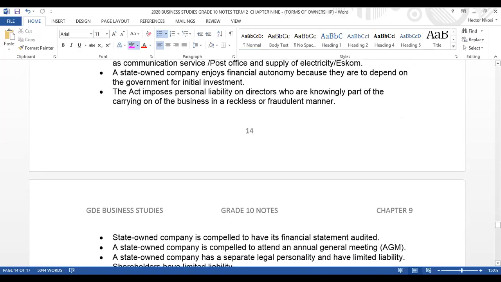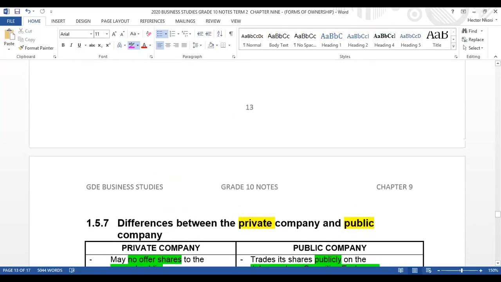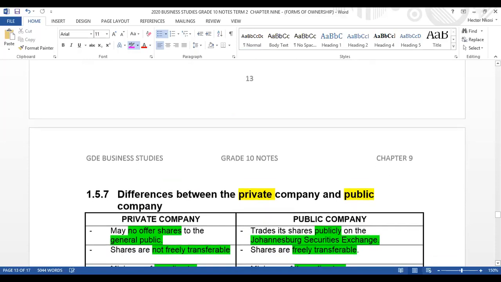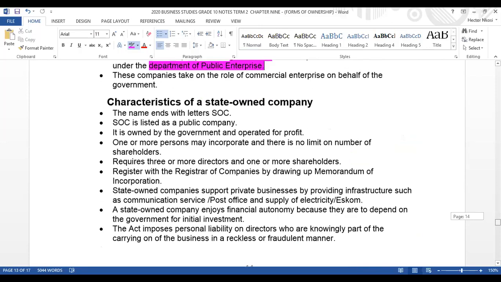Okay, grade 10s. I'm looking for my CASA. Okay, let me just hold it like this.